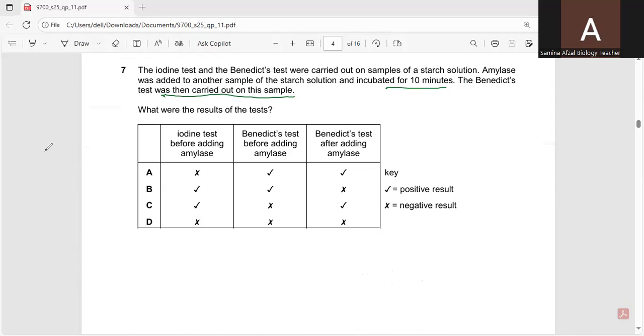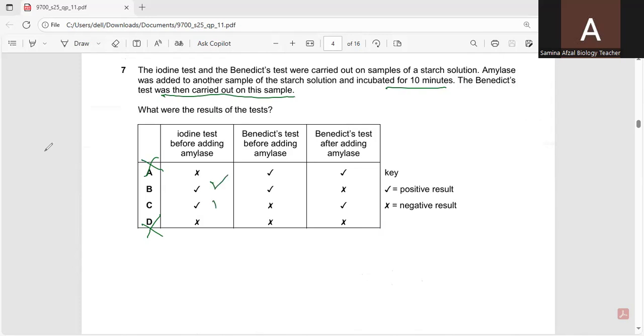To break down the starch, the amylase enzyme is used. They have used amylase over here because amylase is the enzyme which breaks down carbohydrates. So what were the results of the test? Iodine test before adding amylase. It will be positive because the iodine test is used for starch. So A and D are not correct options. So it can be B or C.